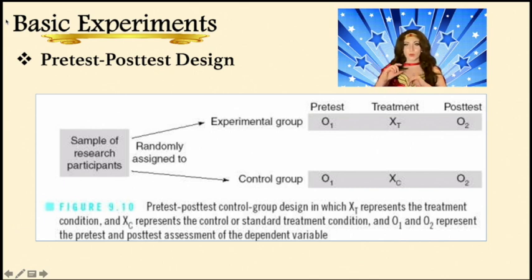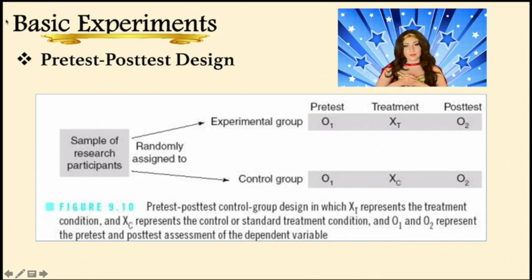Then you have O subscript 1. O stands for observation, and the 1 stands for the first observation. So O1 represents our pretest. Then we have the implementation of the independent variable, also known as the treatment, and it is symbolized by the letter X and a subscript of T for the treatment or the experimental group, and a subscript of C for the control group. So up to this point, both groups had the same number of interactions with the independent variable and have already given a pretest observation.